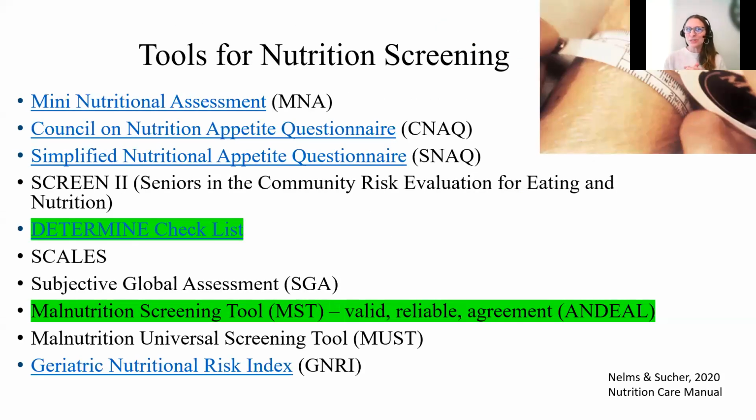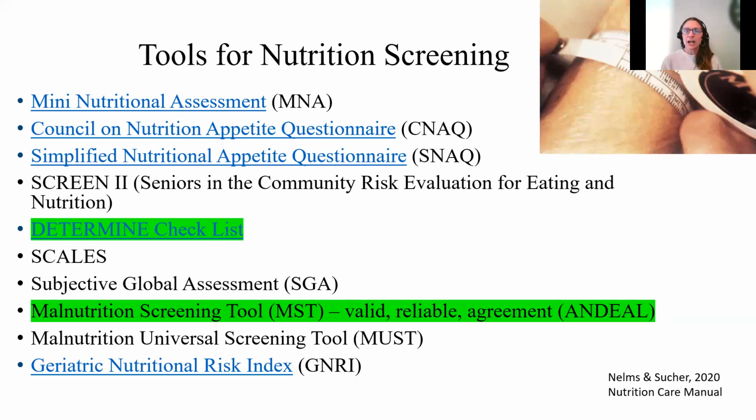So these are some tools for nutrition screening. This could be, again, a whole talk in itself. It's super exciting to see all the nutrition screening tools that work in different settings. The two that I highlighted in green are the two that stick out to me the most, especially with the geriatric population or those in general living. I love the Determine checklist. It's an acronym that puts risk factors with each of the letters of the word determine.